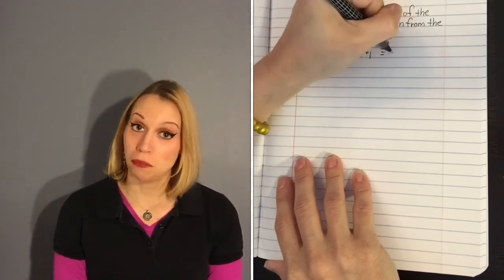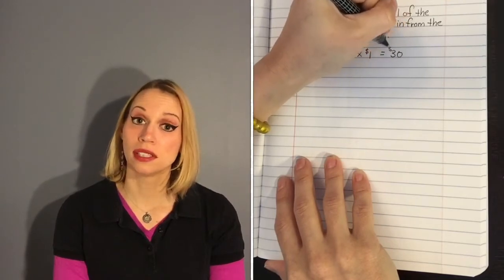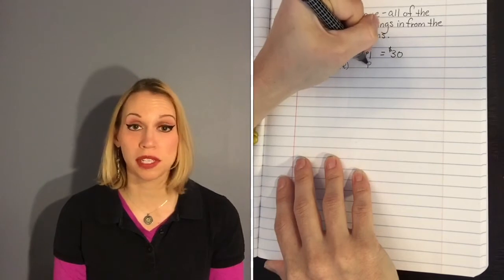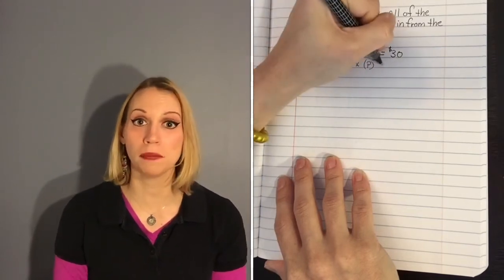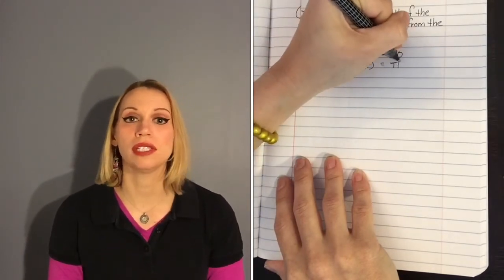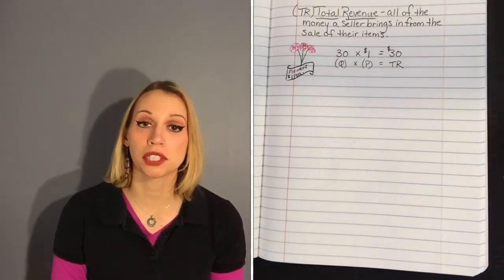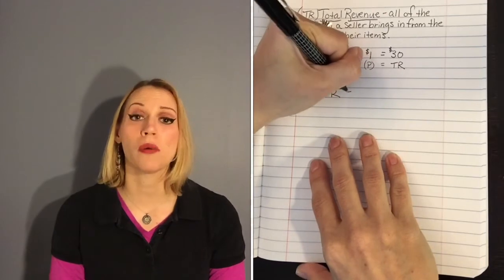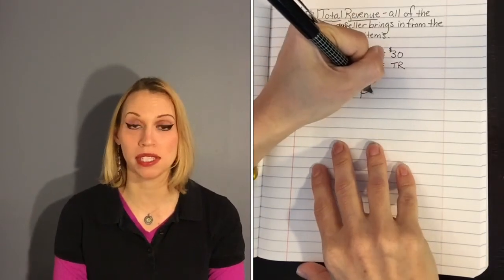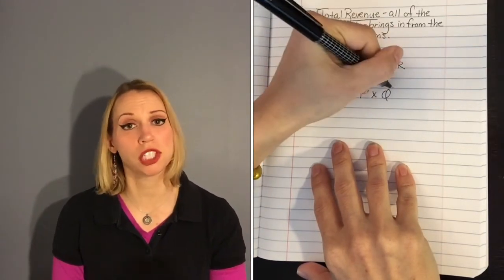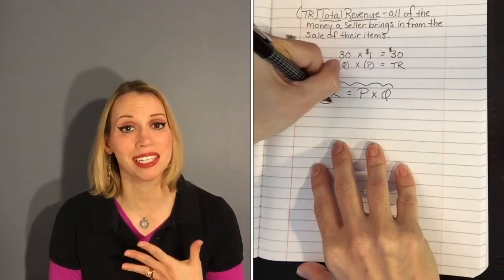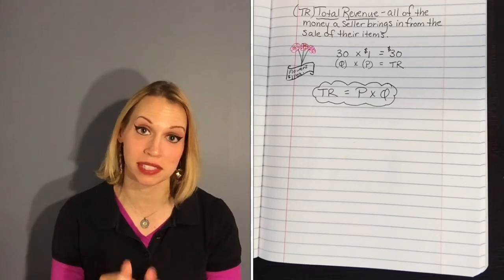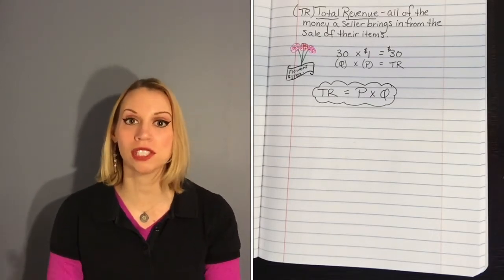Well, you may have sold 30 carnations, and you were selling them for $1 each. So how much money did you bring in total? You brought in $30. Total revenue is simply the price of what you're charging times the number of things you sold. Total revenue is always price times quantity. But also notice it's revenue. It's just the money that the seller is bringing in. This is not the money that the seller gets to keep for profit. We'll talk about that later. This is just their income.